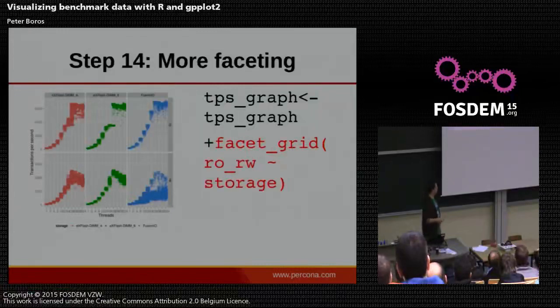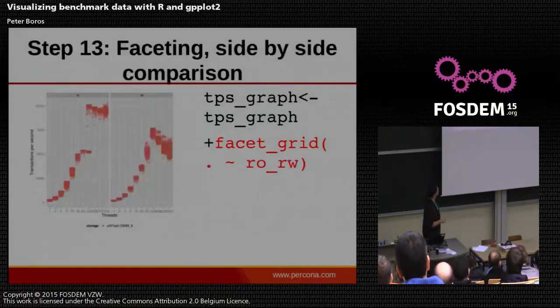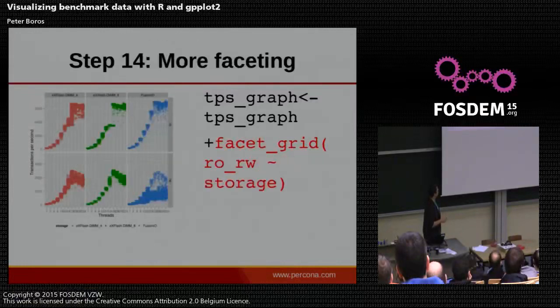More faceting, so you can do multi-column faceting. Here the first argument is the vertical. Dot means that I don't facet vertically, and this is the horizontal. Here we are faceting using the read-only, read-write, and the storage device. So in the first row we will have the read-only data. In the second row we will have the read-write data. So for all the three storage devices, the read-only and the read-write performance is comparable.